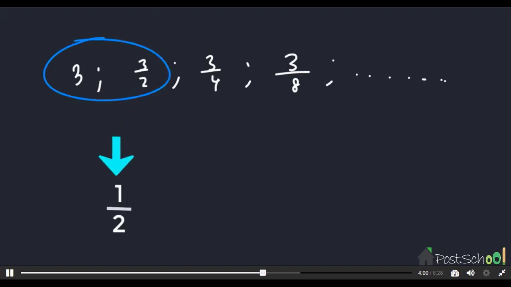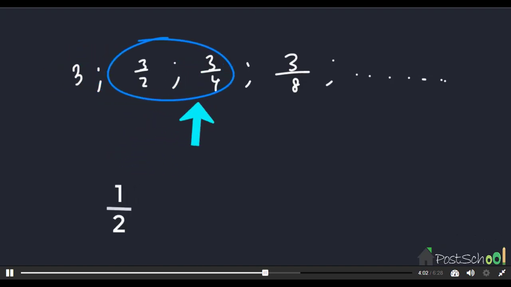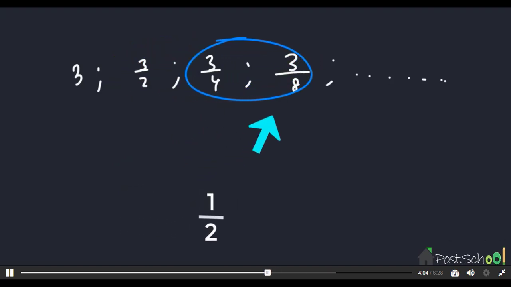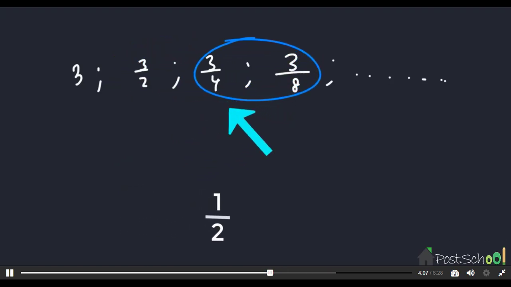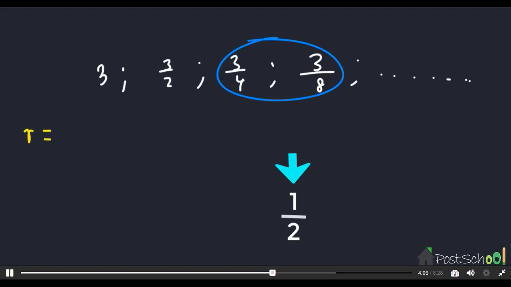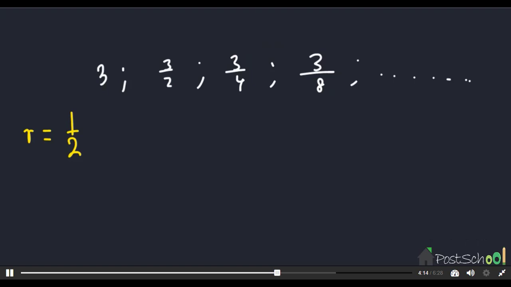So okay, let's do another question. For this question we have 3 over 2, 3 over 4, 3 over 8, and so on. Again, we can easily note that this is a geometric sequence with a constant ratio. How can we see that? We can divide the second term by the first term, we get half. Divide the third term by the second, we still get half. Divide the fourth by the third, and still we get half. So R is equal to half, our constant ratio.